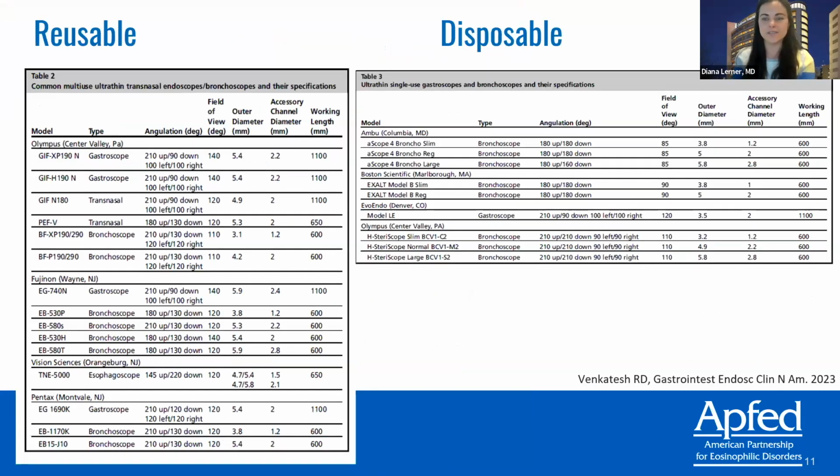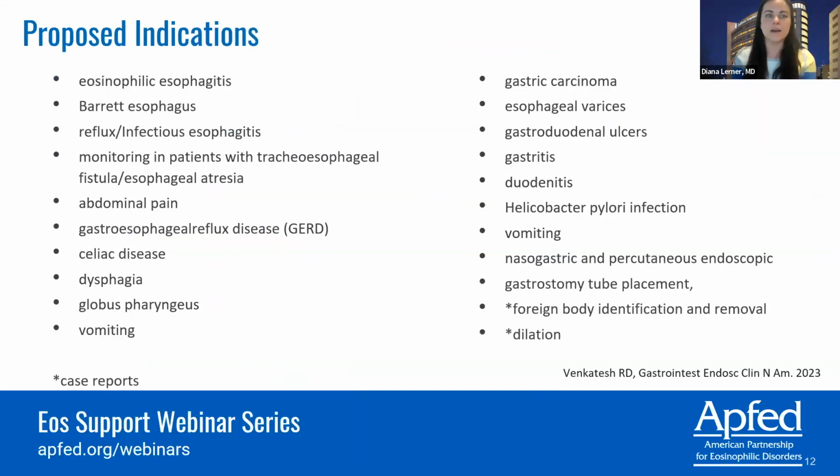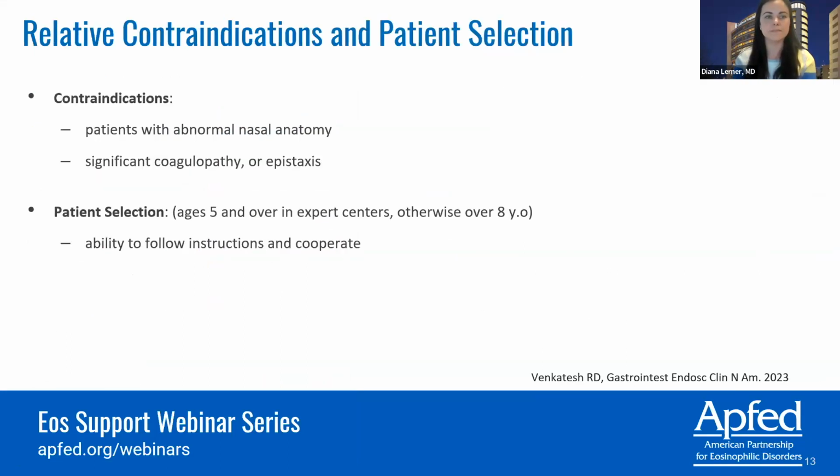So since then, and this is a recent review in Gastrointestinal Endoscopy in 2023, looking at all the tools now available to facilitate this kind of procedure with both reusable and disposable endoscopes, the proposed indication list really grew. So you could see here, the biggest one right now, at least in the pediatric arena, is eosinophilic esophagitis. But you could see Barrett's esophagus, reflux and infectious esophagitis, follow-up or diagnosis of celiac disease, dysphagia, vomiting, and there's a whole list of new diagnostic modalities being proposed as possible indications.